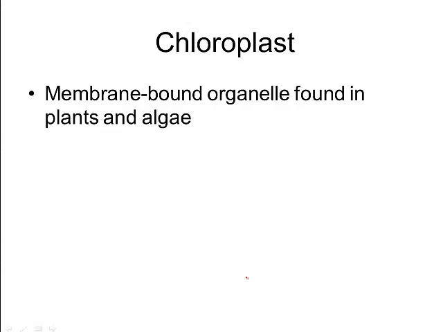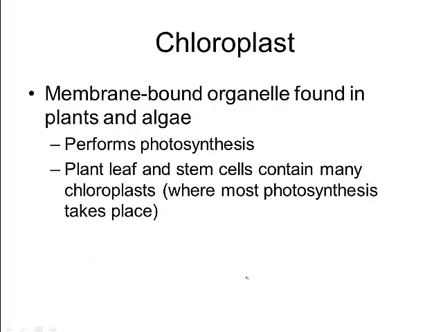Okay, so remember the chloroplast is a membrane-bound organelle, and it's found mainly in plants and algae because those are the ones that are going to be doing photosynthesis. The job of the chloroplast is to perform the chemical reaction of photosynthesis, where we're going to make our glucose. And where you find most of your chloroplasts are in the parts of the plants that are the most exposed to the sun.